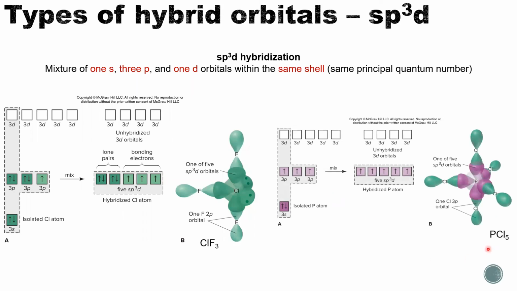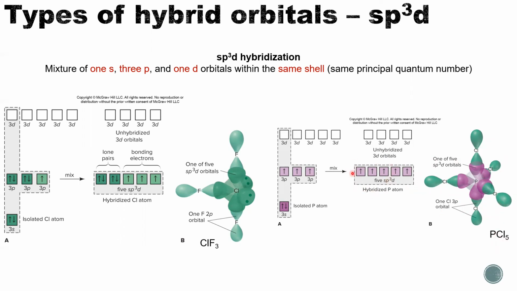Also, we may have phosphorus pentachloride. So in this case, there are 5 different groups around the phosphorus. So if we, like before, remix this one s orbital, three p orbitals, and one d orbital together, originally we have 5 valence electrons, redistribute them into these hybrid orbitals. We have 5 single spin electrons. Okay, then we can use these 5 electrons to bond with 5 different chlorine atoms to form phosphorus pentachloride.